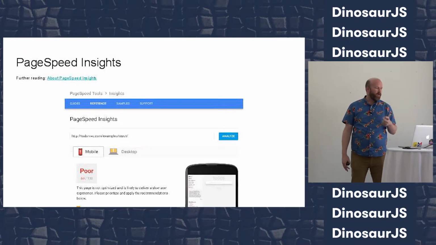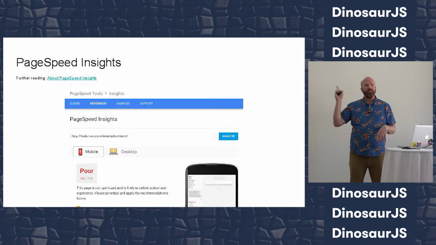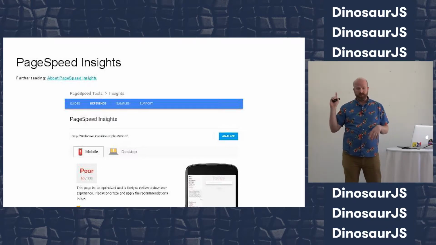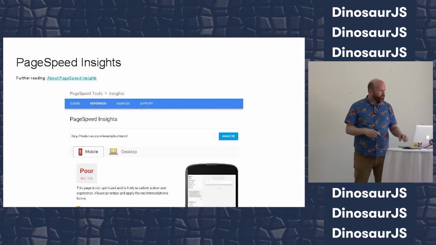As you can see in this screenshot, React, the to-do MVC doesn't do so hot, 60 out of 100. And this metric, the 60, is actually what, I believe, Google uses as the signal into their rankings algorithm.